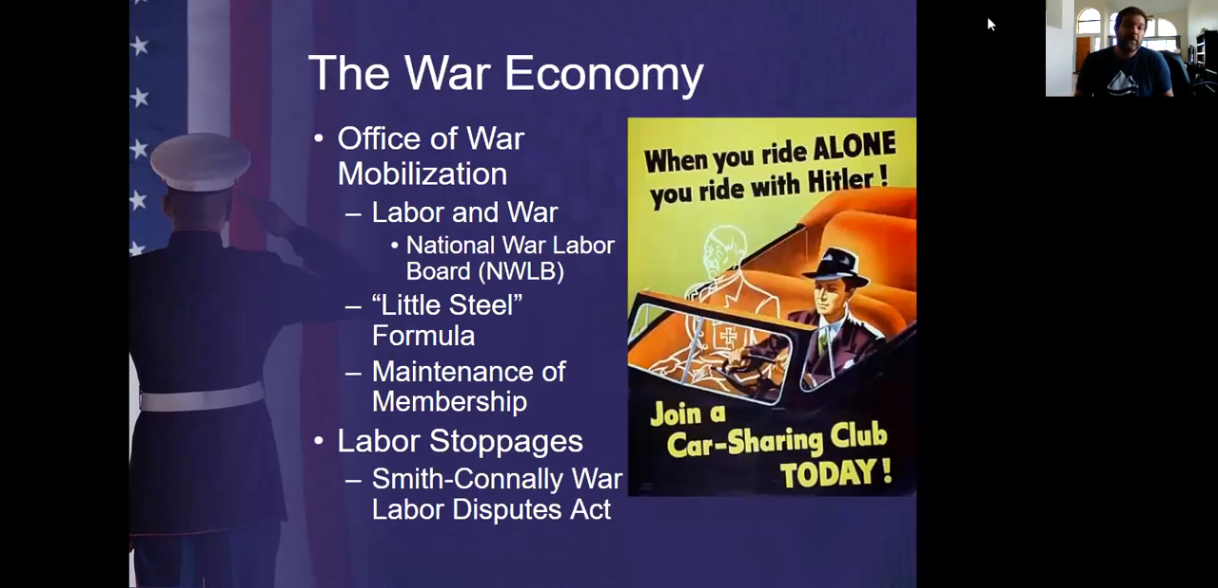And so the United States creates the Office of War Mobilization. A lot of these entities you're going to see essentially mirror the ones that we saw in World War I, with just slightly different names. For example, there was the National War Labor Board, which is slightly different than the War Labor Board of World War I. Essentially its purpose was to keep labor from striking.